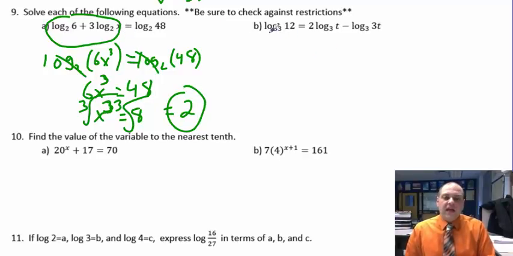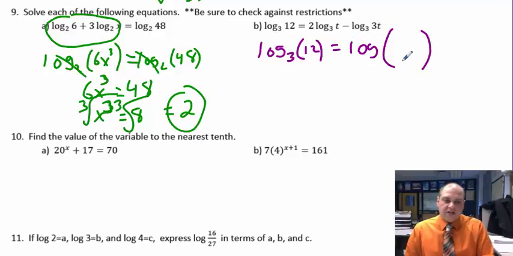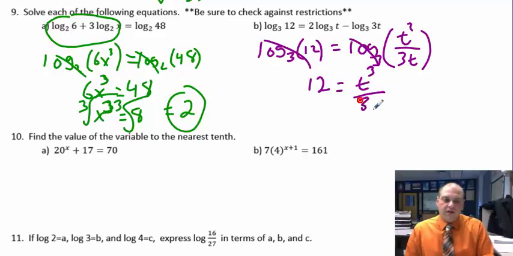All right? And over here, just switch colors. How about purple? Log base 3 of 12 equals, now I have to condense this, log of subtraction, so I know it's division. 2 log t is t squared. Oh, I forgot base 3. Base 3, that just stays there. And then over 3t. Now I have log base 3 on both sides. 12 equals t to the third over 3t.